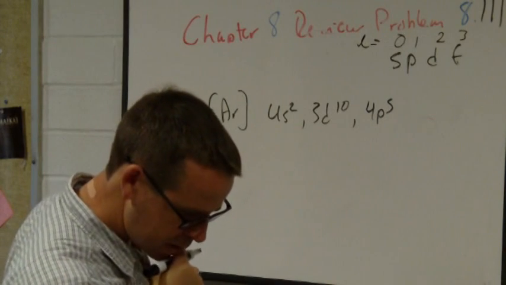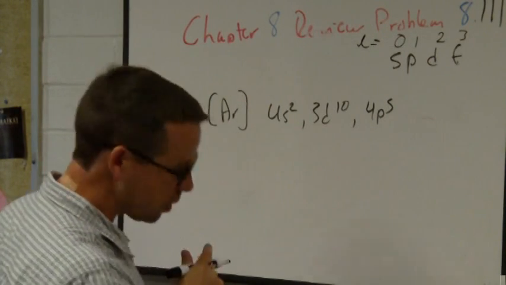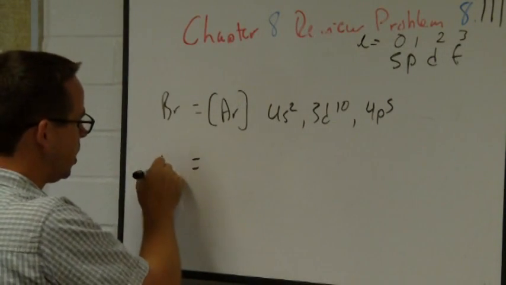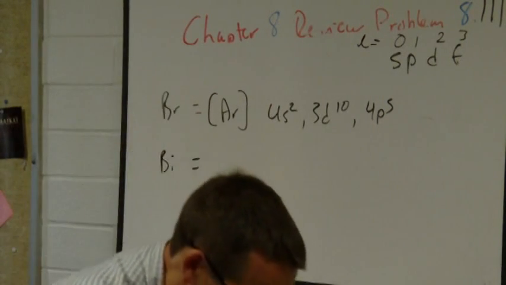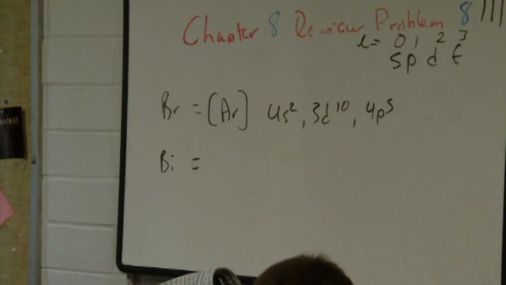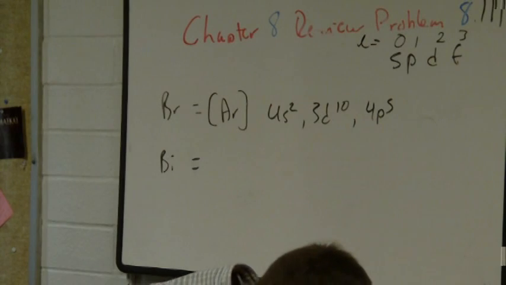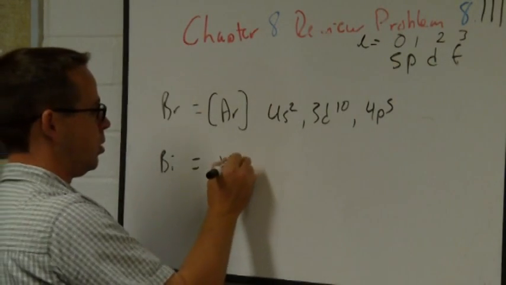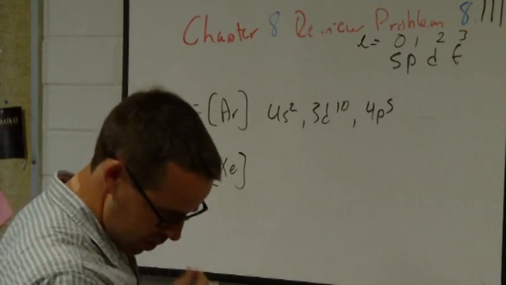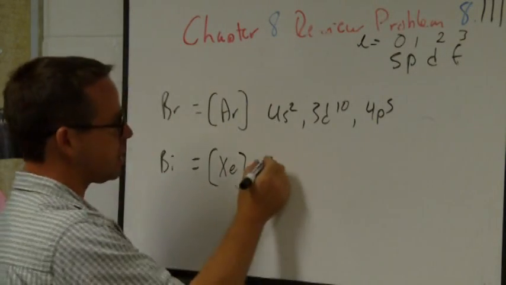All right, and then bismuth. Bismuth's a little bit complicated here. You go back to the noble gas core and it's xenon, right? So that's not the complicated part. The complicated part is after xenon, we go to cesium and barium, that's 6s2.